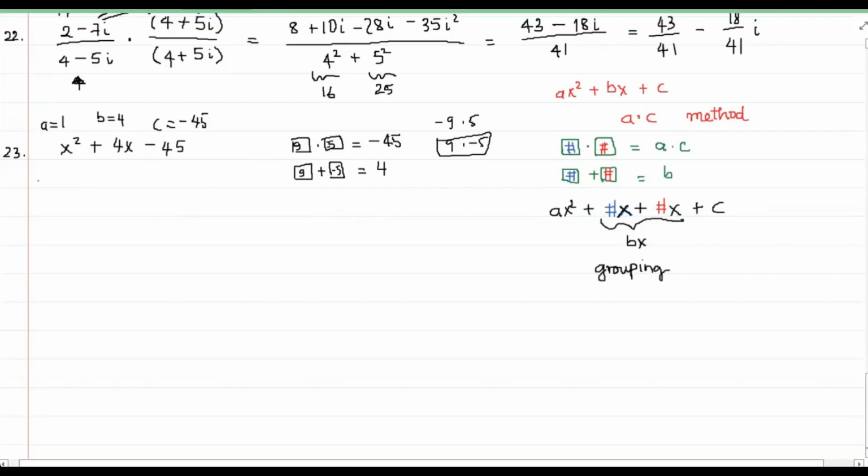Okay, so now we rewrite it as x squared plus 9x minus 5x. That 9x minus 5x is 4x minus 45. Now we group. I may just group the first one, the first two. Then minus 5x plus 45.